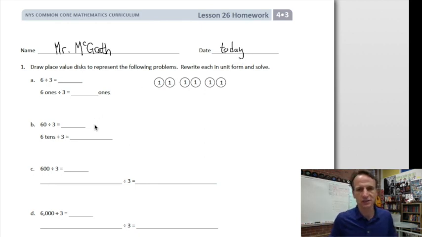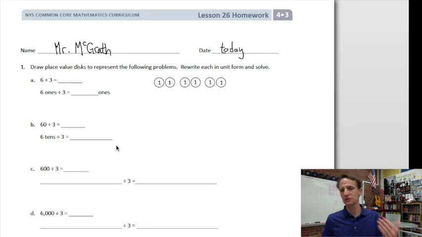So our instructions here, we're doing division, but now we're doing division with tens, hundreds, and thousands, mainly using place value disks in a different way without the actual place value table, just the disk to represent them, which is exactly our instructions here: draw a place value disk to represent the following problems, rewrite each in unit form, and solve. Well, let's see what that actually looks like.